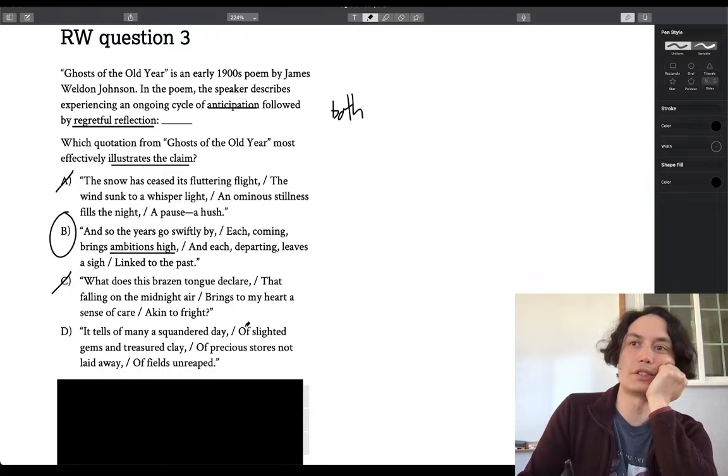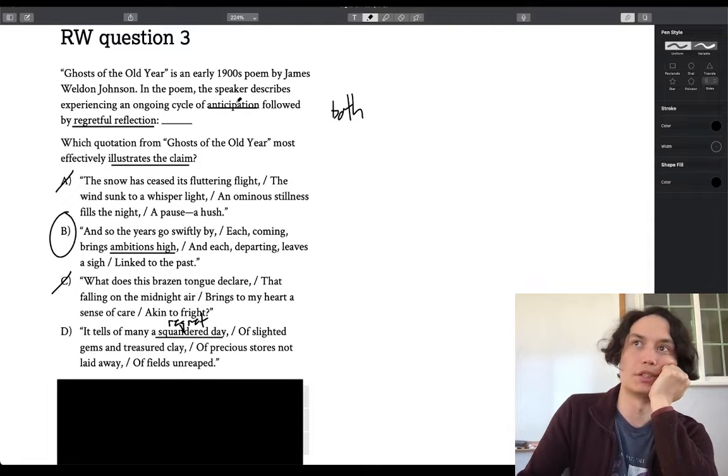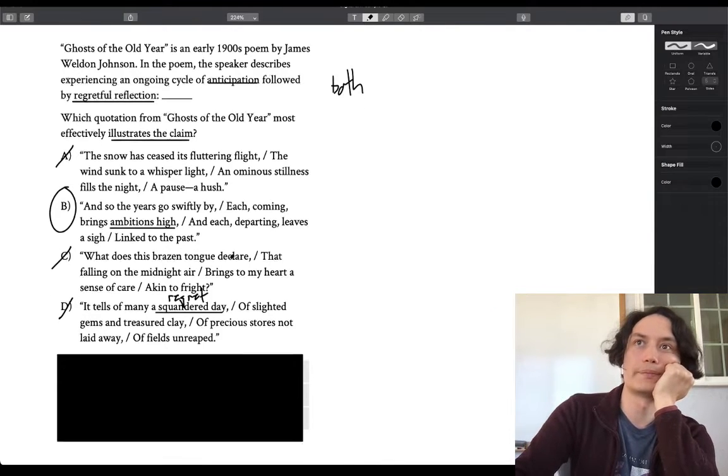All right, this is an interesting answer choice. It tells of many a squandered day. That's regret, 100%. Of slighted gems and treasured clay, of precious stores not laid away, of fields unreaped. All of this is big time regret. But the reason why this answer choice is going to be wrong is because it lacks anticipation, which is interesting. That's a new dynamic for the SAT.